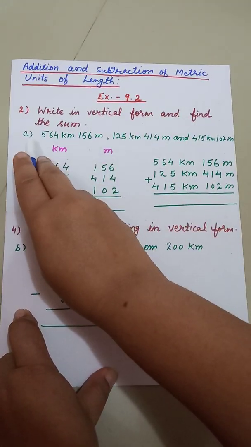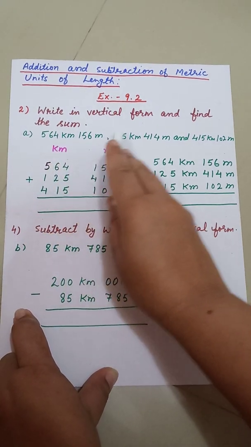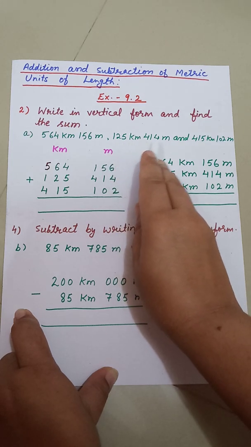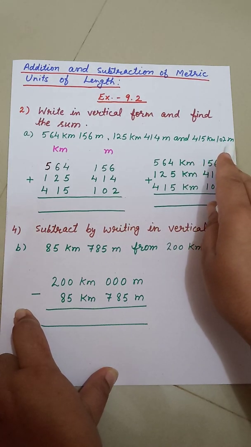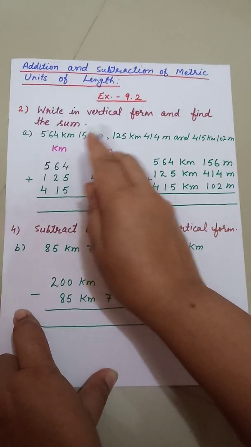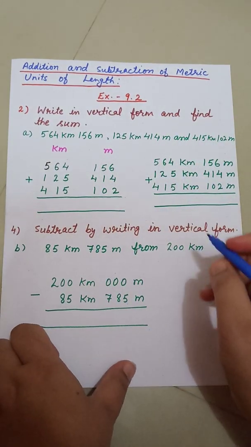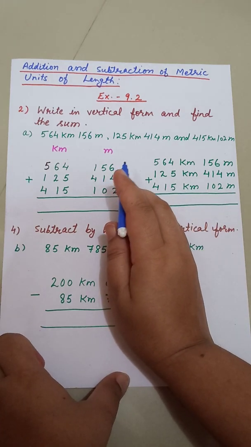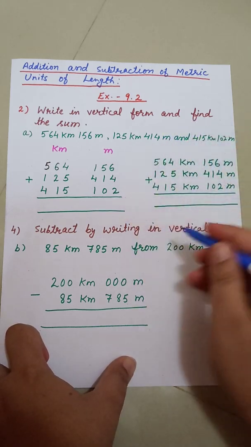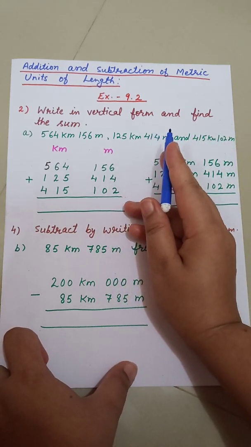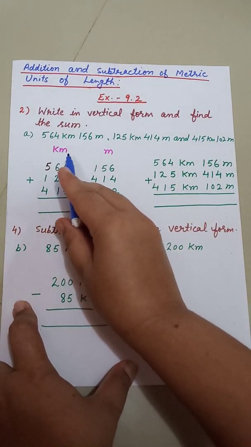So see, we have a part. It is 564 kilometer, 156 meter, then 125 kilometer, 414 meter, and 415 kilometer, 102 meter. So we have to add these three numbers. Okay, so always remember one thing: when you are adding or subtracting with some units, then always arrange them according to the units.